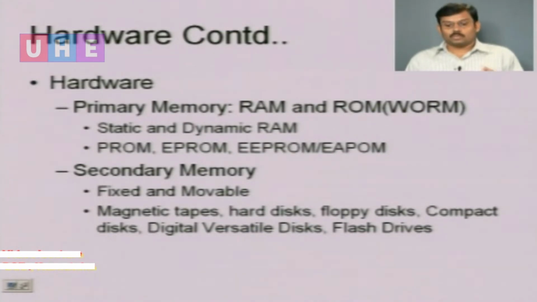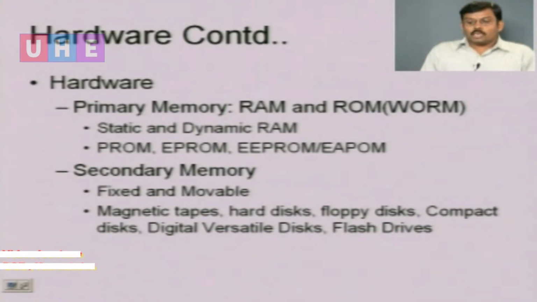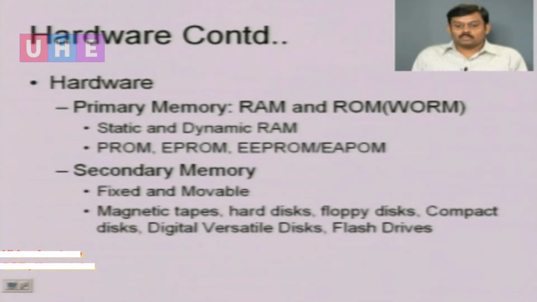Once again RAM, that is random access memory, can be classified into two parts. One is called static RAM, the other is called dynamic RAM. What do you mean by static RAM? The information you store will be there permanently until the power is switched off. Once you switch off the power, whatever information you have stored in static RAM will be erased. Whereas in dynamic RAM, the information will be stored in the form of electrical charges in capacitors.